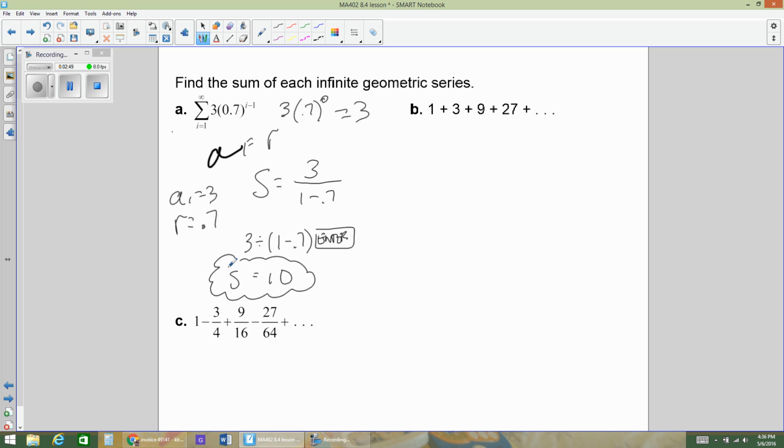Okay, let's try again. Remember, we need the first term and we need the common ratio r. So just looking at this series, it's 1 plus 3 plus 9 plus 27 all the way forever and ever. I have a first term of 1 and a common ratio of, well, what's 3 divided by 1? What's 9 divided by 3? What's 27 divided by 9? It's 3.